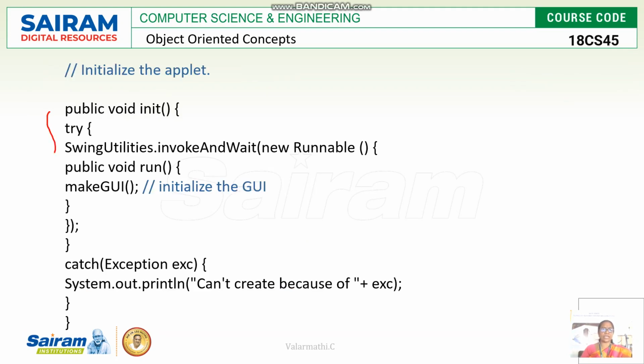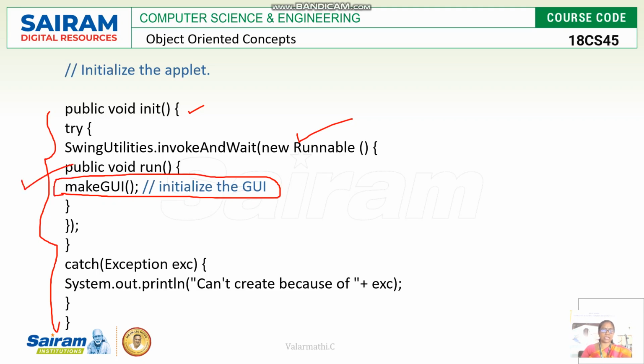Then we can go for the init concept. Whenever the applet is going to be initialized, it should be executed in a thread way. To make a thread, I should make one user graphical interface, that means a GUI environment should be made. To make a GUI environment, one separate user-defined method is called makeGUI.